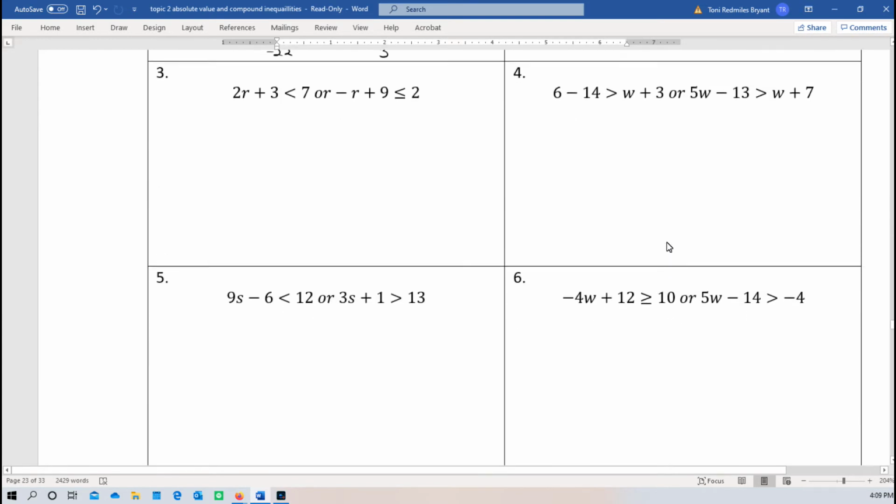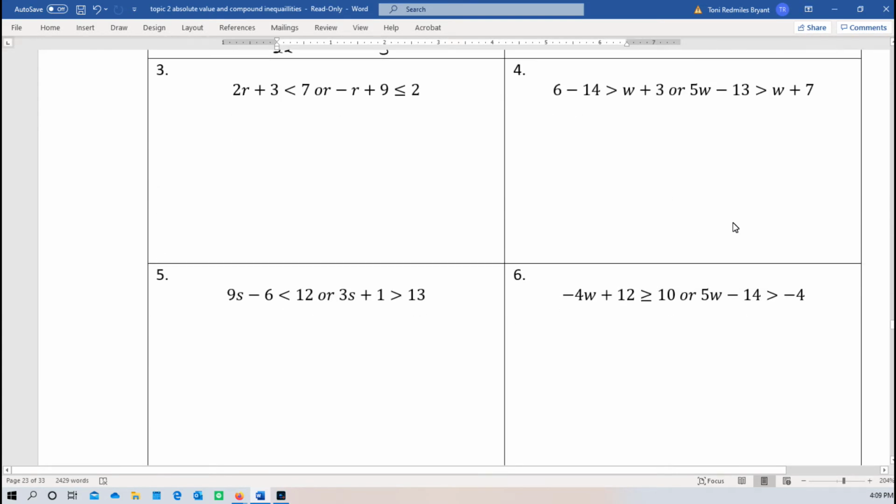All right, let's look at these. Okay, so again, doing all ORs today. So let's go ahead and solve this one. This is a two-step. The 3 is adding to the r, so the opposite operation would be to subtract from both sides. And the 2 is multiplying the r, so the opposite operation would be to divide it from both sides. So for our first condition, our first range, we find that r is all the values less than 2.